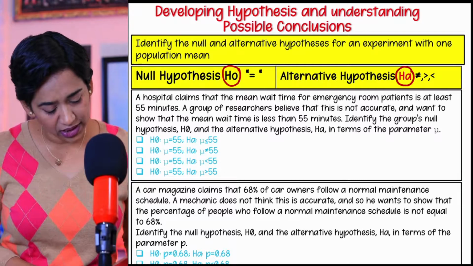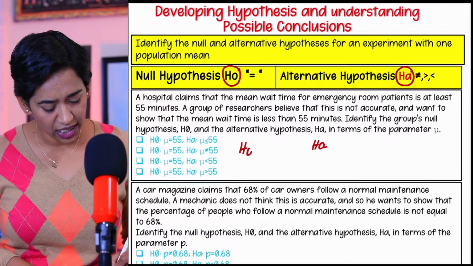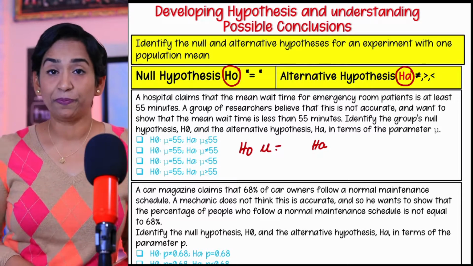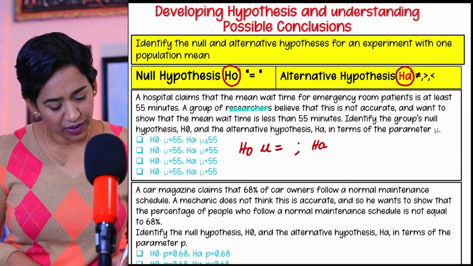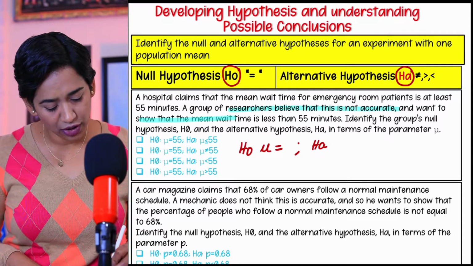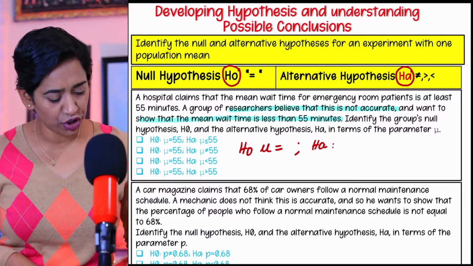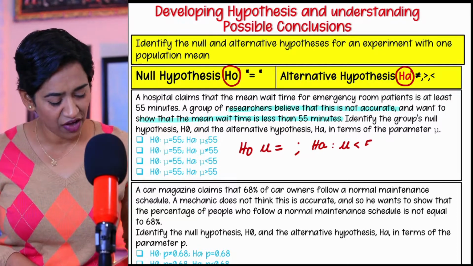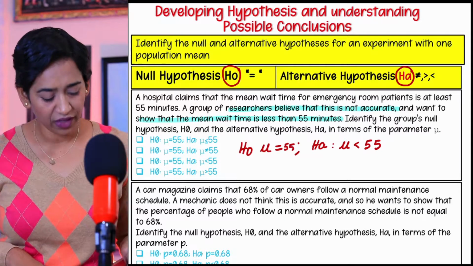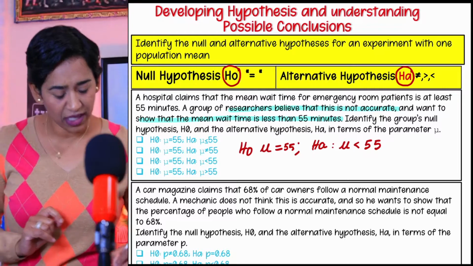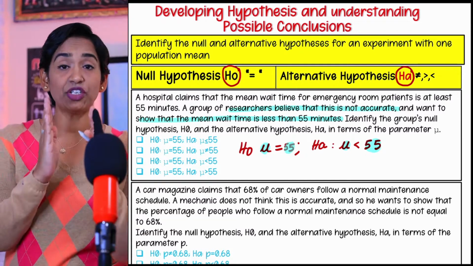I'm going to start with my HA because I know my H naught is always mu equal to, right? Now, what do they say? I'm going to use my highlighter here. The researchers believe that this is not accurate and want to show that the wait time is less than 55. So the researchers want to show that mu is less than 55. Once I know that, my null is always equal to 55. You see that? What stays the same is mu, and the number 55 stays the same. The only thing that changes is the sign.